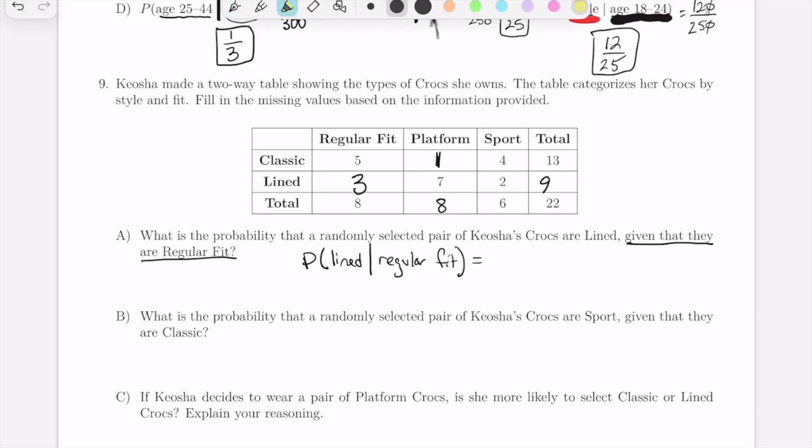So notice that if we are only allowed to look at the regular fit category, that would be these right here. And if you want, you can get rid of everything else. Like if you're comfortable, we don't need to do that. But you know what? Here on the video, I'm going to. So guaranteed, we are only looking at regular fit Crocs. So I can get rid of all the rest of these so I don't accidentally use one of the numbers.